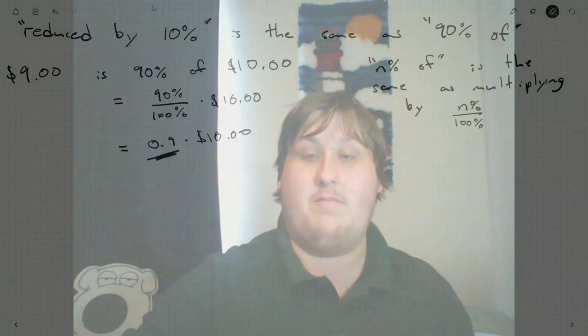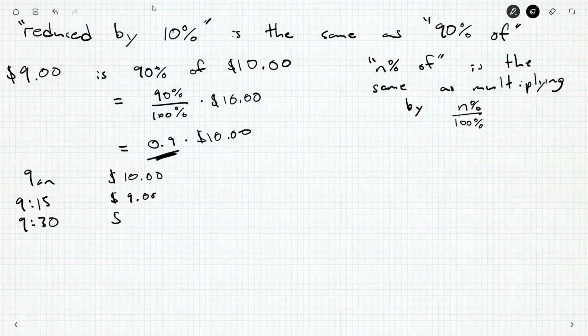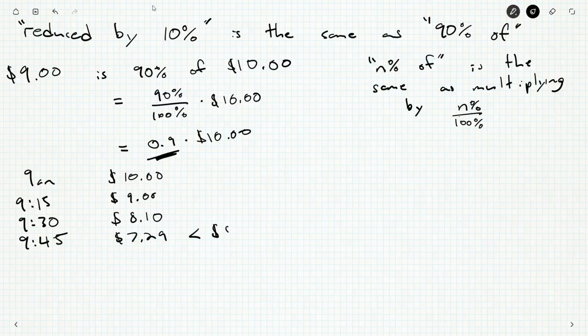So I can write these numbers down and keep a little track. We start at 9 a.m., and we've got $10. Then at 9:15, we're down to $9. And then after another 15 minutes, now we're at 9:30, we multiply by 0.9 again, and this becomes 8.10. After another 15 minutes, we multiply this by 0.9, and we get 7.29, and this is finally less than $8. So she'll buy the carpet at 9:45.